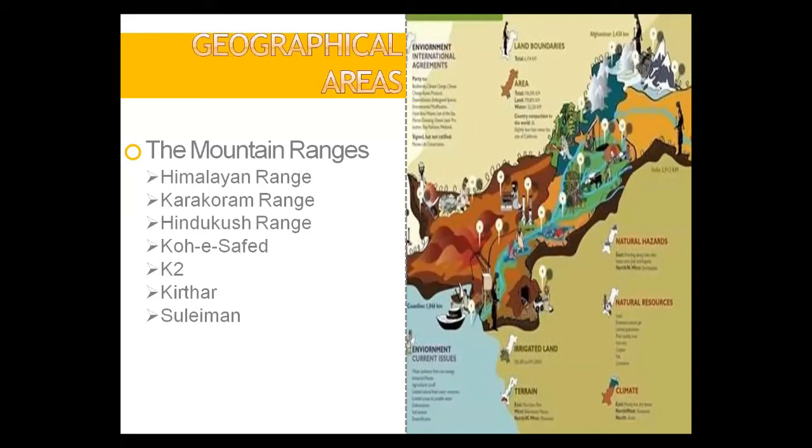Mountains of Pakistan are divided into two parts, namely the northern and northeastern mountain ranges, and the northwestern and western mountain ranges. First we discuss the northern and northeastern mountains.